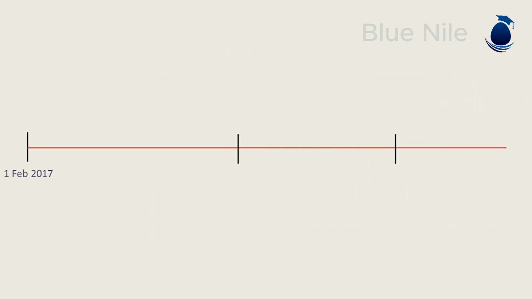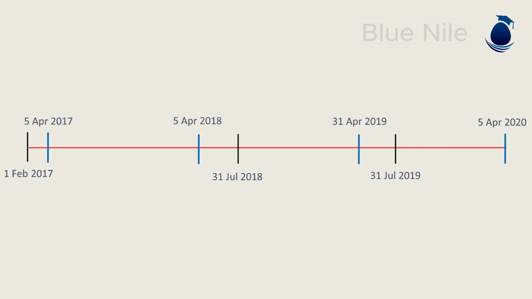Black lines to show the 1st of February 2017 as a start date, 31st of July 2018 as the end of accounting period 1, and the 31st of July 2019 as the end of accounting period 2. Blue lines to show tax year ends 5th of April 2017, 2018, 2019 and 2020.